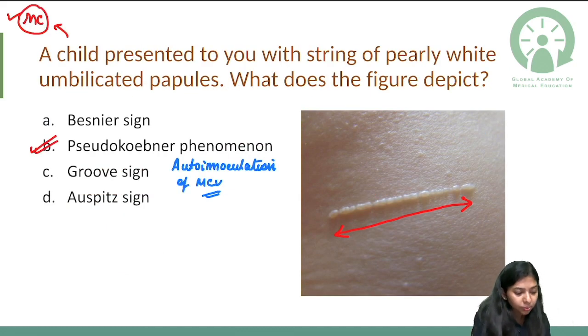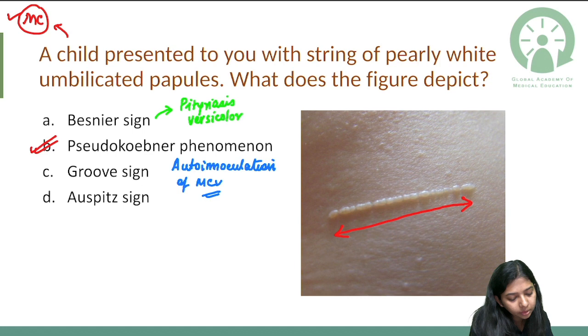Let's look at other options. What is Besnier's sign? Besnier's sign is something that you see in pityriasis versicolor. What is pityriasis versicolor? It's a superficial fungal infection of the skin wherein you get hypopigmented perifollicular lesions which are coalescing together, and they have very fine scaling. And sometimes the scaling is not even evident. So when you scratch those lesions with your thumbnail, you get very fine powdery scaling, and that is called Besnier's sign. So Besnier's sign is seen in pityriasis versicolor.